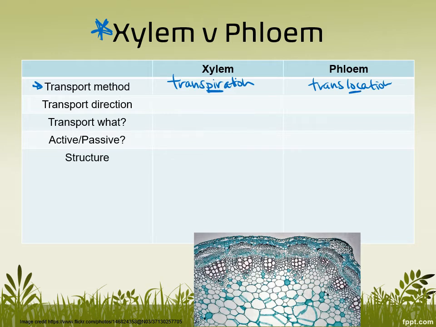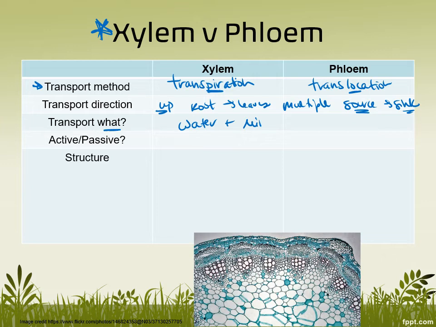Good. Transport direction. In the xylem, it's always going to be up from the root through the stem to the leaves. In the phloem, it can be multiple directions, but we'll always go from the source to the sink. But the source can be different and the sink can be different. We might be going up or down. What are we transporting in the xylem? It's always going to be water and minerals. And then in the phloem, it's going to be organic molecules. We talked mostly about those sugars, sucrose. We call it sap. It's how we make maple syrup.